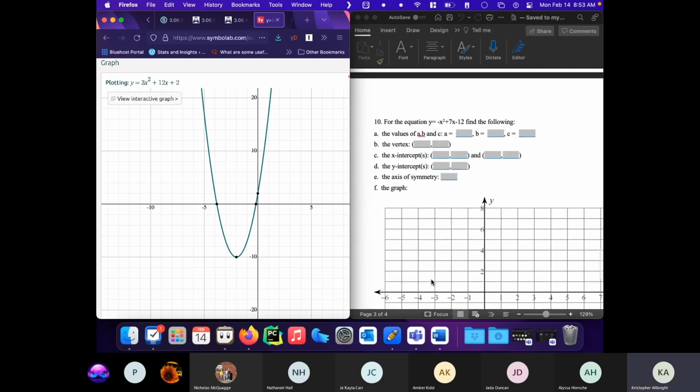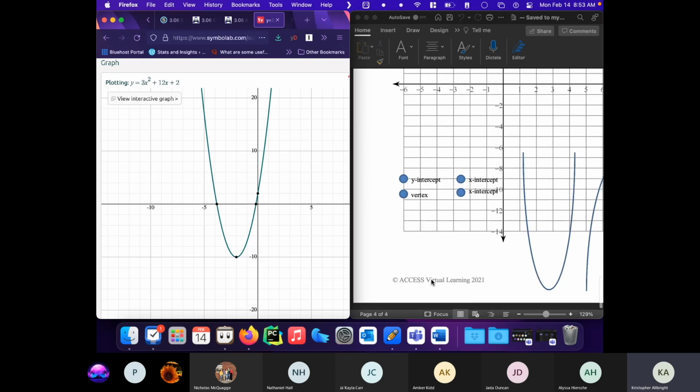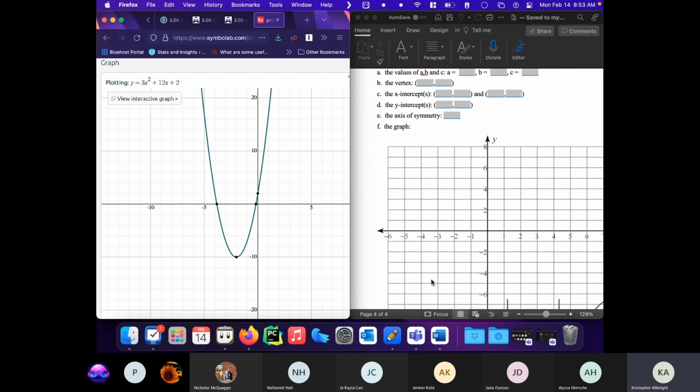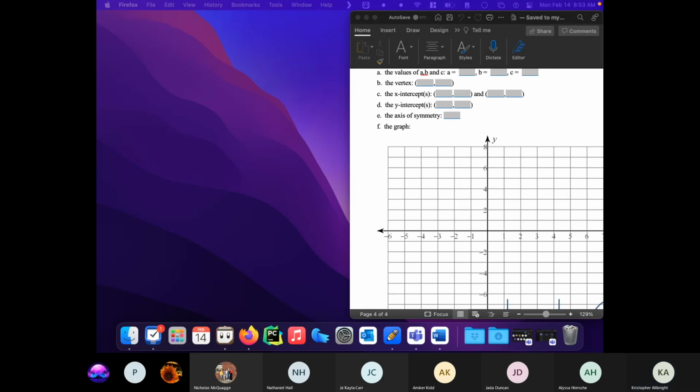So that's the same way. We're going to move on to the next one, since this is really just plugging the problem in and putting the answers in the answer sheet. Okay. So 3.06. 3.07.